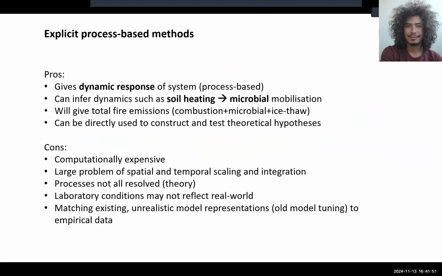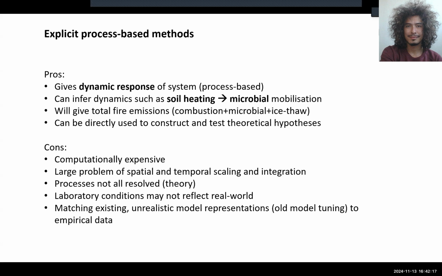So for explicit process-based methods, the pros are that these give a dynamic response to the system. You can infer the dynamics that I was talking about earlier, such as soil heating, and other dynamics such as permafrost collapse and lake formation. And they can give us the total fire emissions from both combustion, microbial, and isothermal processes. The problem, obviously, is that this is computationally expensive.